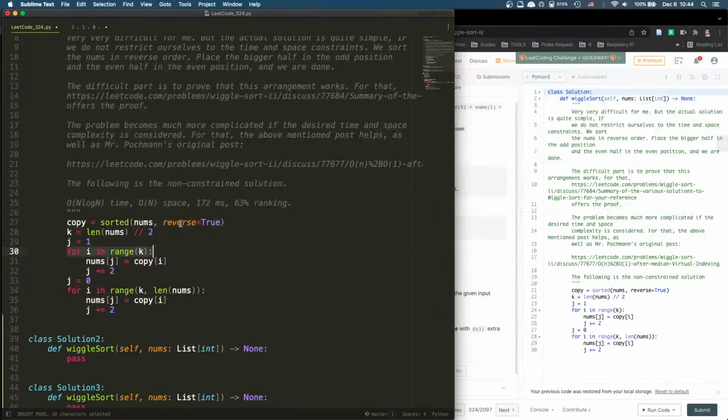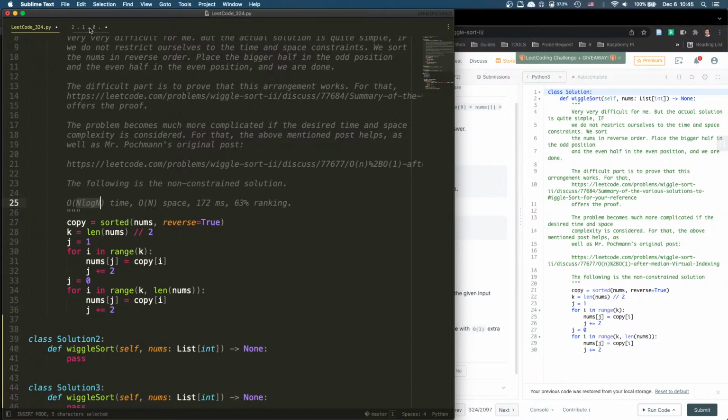So that's what solution 1 is. We sort it in reverse, and this is the first half from 0 to k, and our first half is the larger part, so we need to put it on the odd positions. So j is 1, and then we put on nums 1, nums 3, nums 5, and so on, and then the second half we put on 0, which is the even position. A simple solution, but because we sort, we have O(n log n) time, and since we also copy the numbers, because we have to rearrange the values, we have O(n) space. That's not what is required.